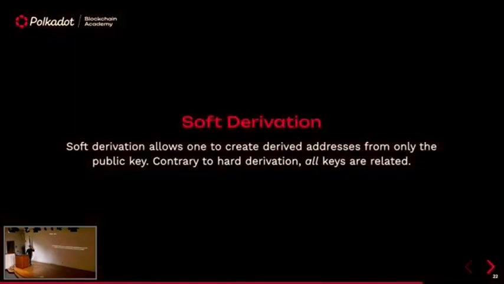Soft derivation, now a formal definition: we can create derived addresses from only the public key, and all of the keys are related. Like I said before, you can go from the child private to the parent private, so all of them have to be considered equally important to keep secret. Additionally, soft derivation is not always possible. It depends on the cryptography you're using whether this can be done. In Substrate, it does work with SR25519, but you won't always find that soft derivation exists.